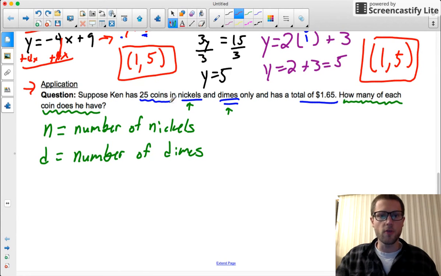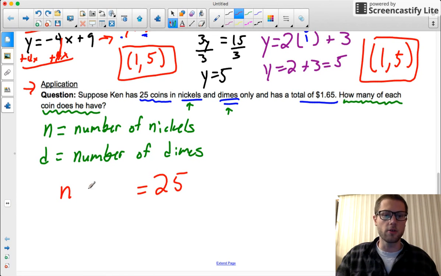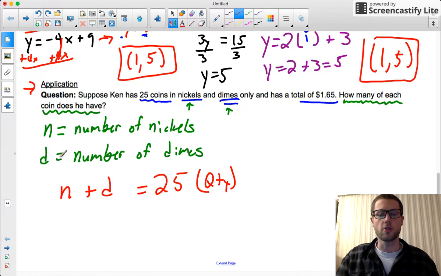This first piece of information says that I have 25 coins. Well, if I've got 25 total coins, then that's going to represent a sum of my nickels and dimes. If I add the number of nickels to the number of dimes, that should be all of my coins, and it looks like I have 25 coins altogether. So we would call this the quantity equation sometimes. It describes how many of these things that I have.